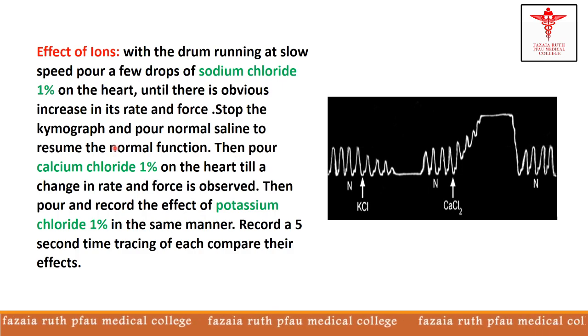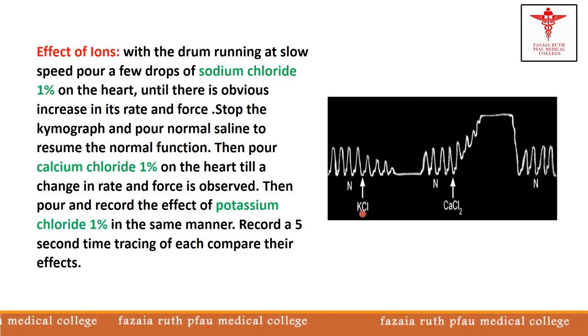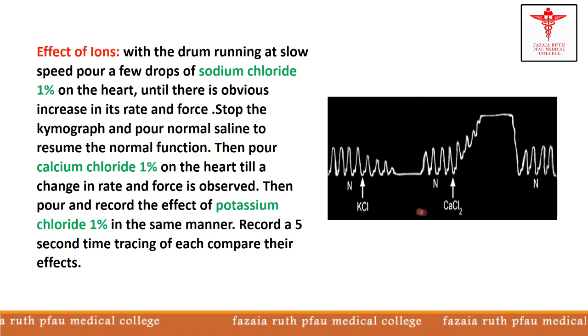Then we will pour calcium chloride 1% on the heart till a change in the rate and force is observed. Then we will pour and record the effect of potassium chloride 1% in the same manner. Record a 5-second time tracing of each and compare their effects. Here in this graph, you can see the effect of potassium chloride and calcium chloride.